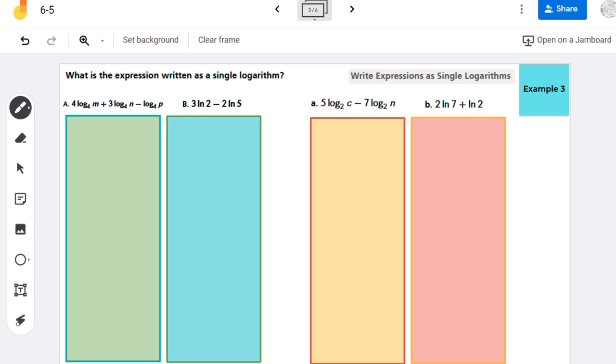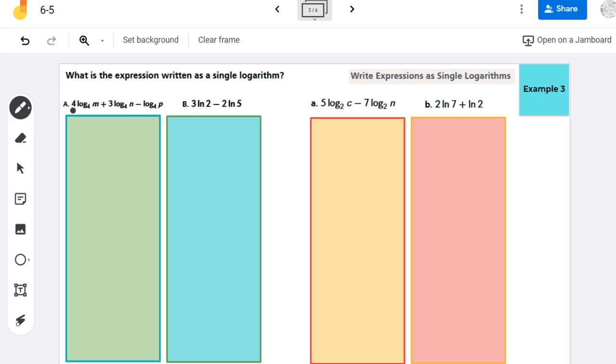Okay? So remember, when we expanded, the first thing that we did was we used either the product property or the quotient property, and then we used the power property. When we are contracting, we're going the other way. So my first step is to use the power property and then the product and quotient properties. So let's go ahead and give it a shot.